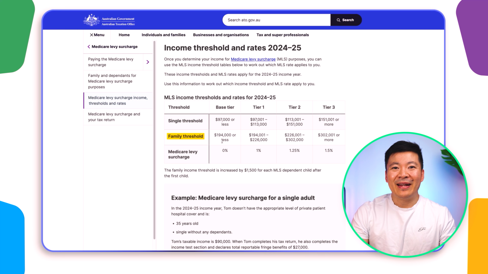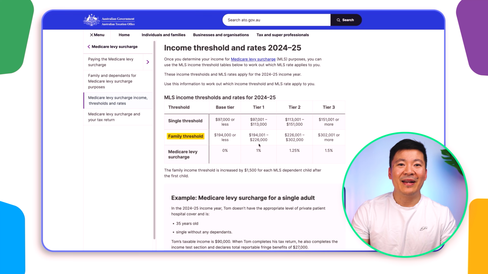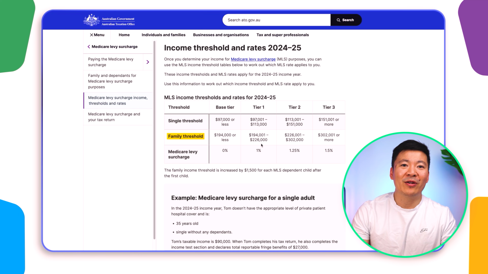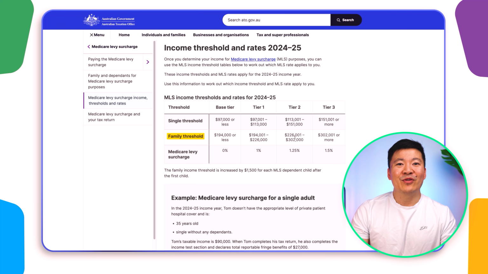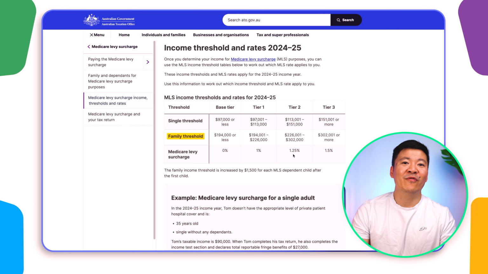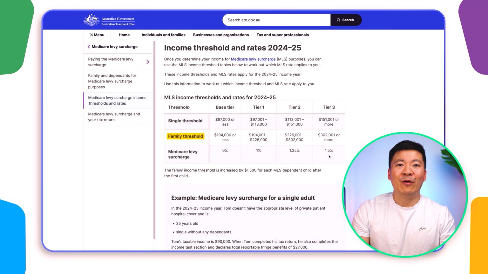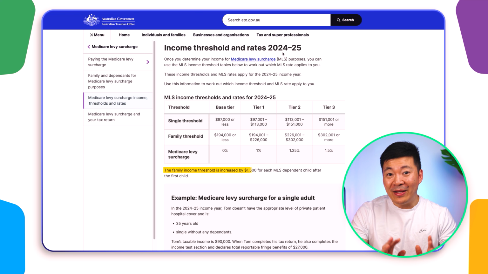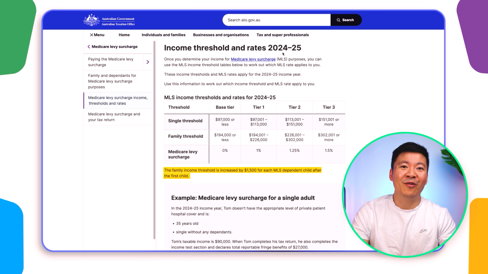For families, combined income of $194,000 or less will pay 0% surcharge. Combined income between $194,001 and $226,000 will pay 1% surcharge. Combined income between $226,001 and $302,000 will pay 1.25% surcharge. Combined income of $302,001 or more will pay 1.5% surcharge. For families with children, the income threshold increases by $1,500 for each dependent child after the first.